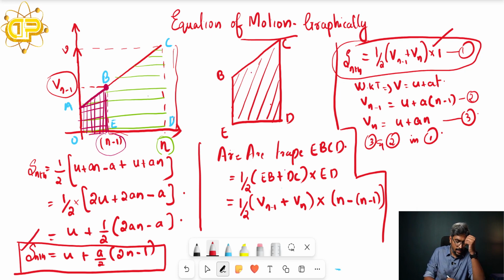You need to know that only the u term is there, so you need to substitute the v terms in terms of u, the initial velocity, and that we will get from the first equation, that is v is equal to u plus at. From there you substitute Vn minus 1, find out Vn, and substitute the values, and you will get the Snth value, that is equal to u plus a by 2 into 2n minus 1. So that's it. I hope that you got the points and you got the equation.